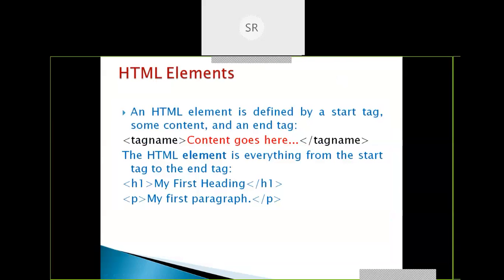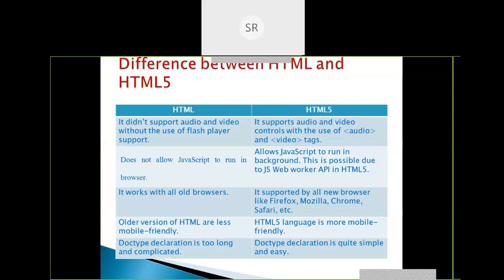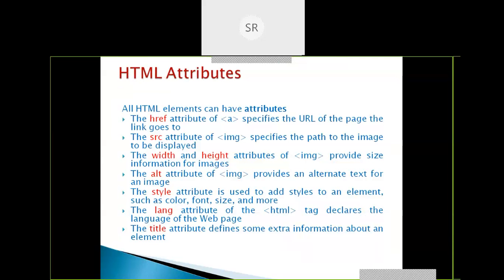Then HTML elements. Every HTML element has a starting tag name and an ending tag name. So this is the syntax of HTML: the tag name, then the content goes here, which is nothing but the content you show on the web pages. In the previous example, we showed the h1 tag and also the paragraph tag. Now we focus on HTML element attributes. These are the attributes we are going to use in our HTML elements.